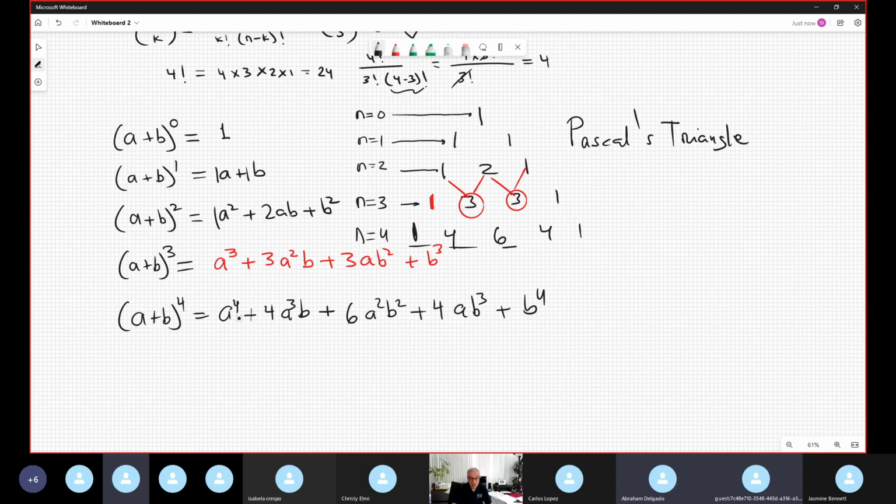Do you see? And stop. It's enough for today. Okay? So there's going to be one on the right and on the left every time you compute it. Say again. Like there's always going to be one at each end.